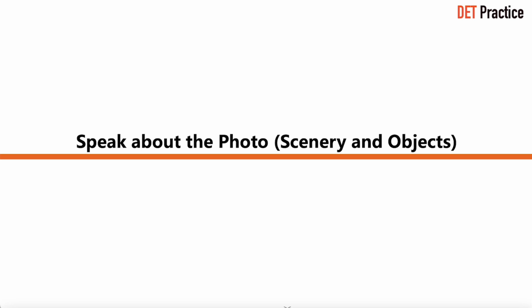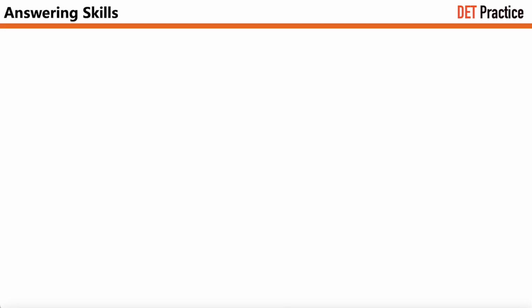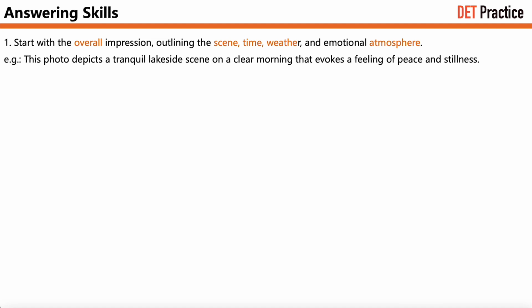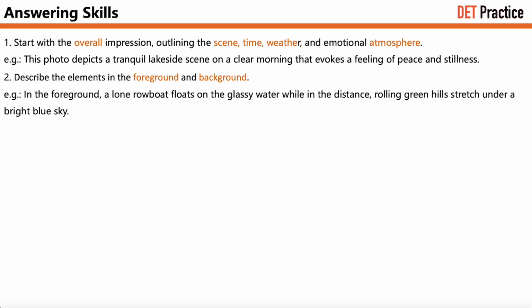First, let's look at the answering steps for scenery and objects questions. We can start with the overall impression, outlining the scene, time, weather, and emotional atmosphere. For example, this photo depicts a tranquil lakeside scene on a clear morning that evokes a feeling of peace and stillness. In the second step, we can describe the elements in the foreground and background. For example, in the foreground, a lone rowboat floats on the glassy water, while in the distance, rolling green hills stretch under a bright blue sky.